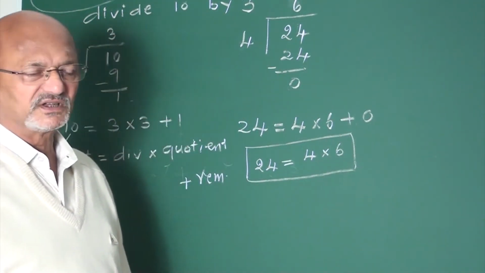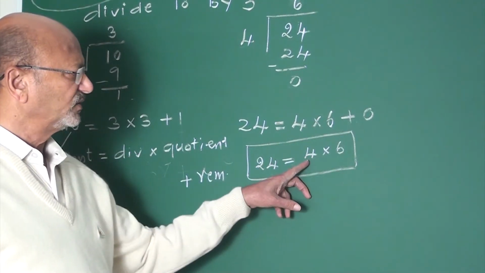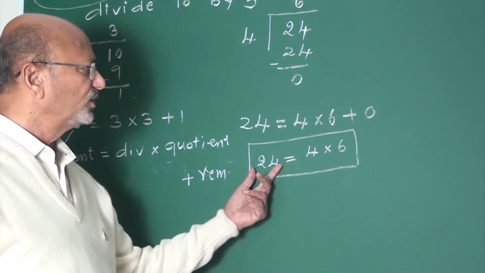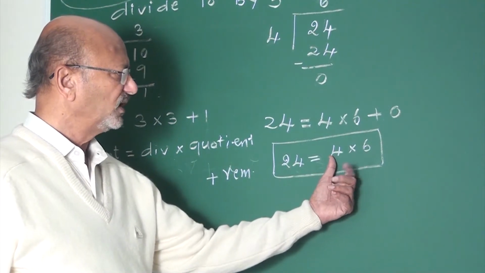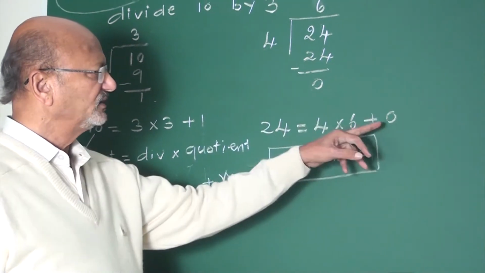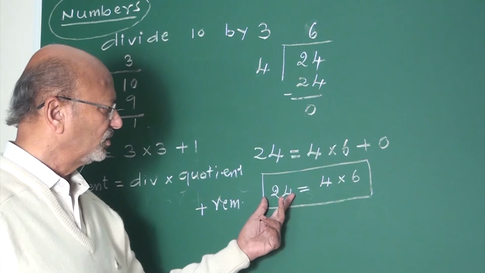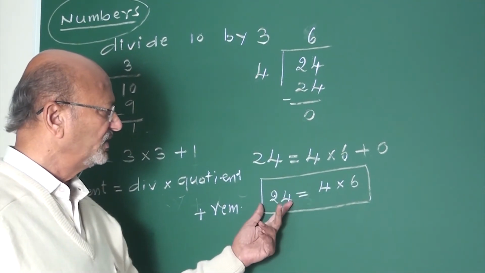What is that important result? When the remainder is 0, the divisor is a factor of 24. Why? 24 has two factors, 4 and 6. That 4 is the divisor. When the remainder is 0, the divisor is a factor of the dividend.